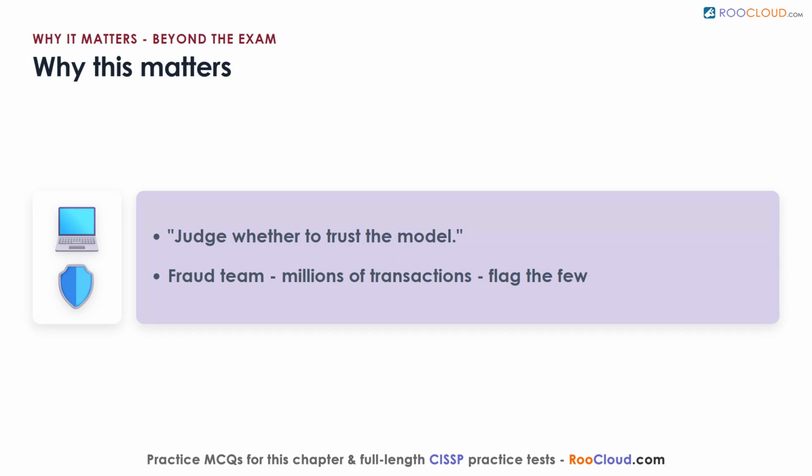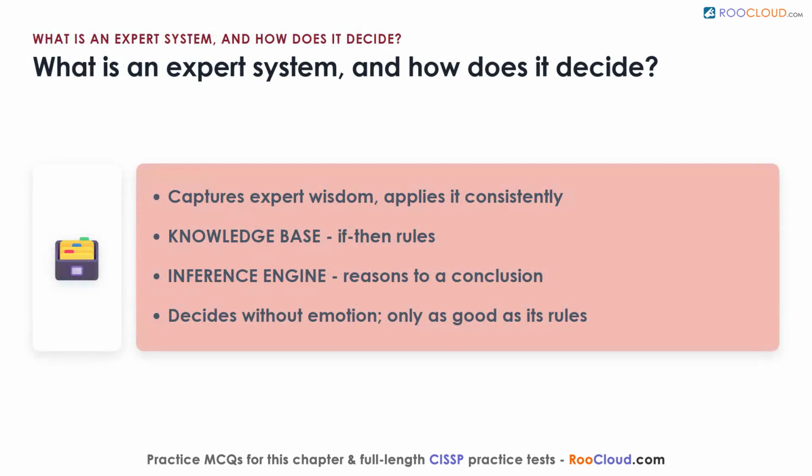What is an expert system, and how does it decide? An expert system tries to capture the accumulated wisdom of human experts and apply it consistently to future decisions, often outperforming people on routine calls. It has two core parts. The knowledge base holds the expert knowledge as a long series of if-then rules, like the guidance a seasoned advisor might follow.